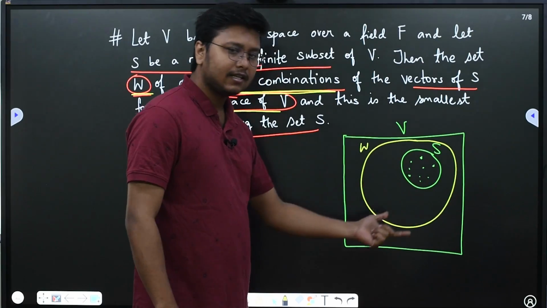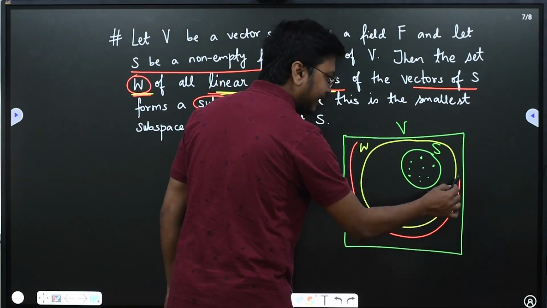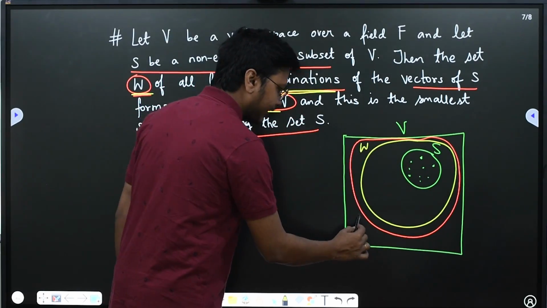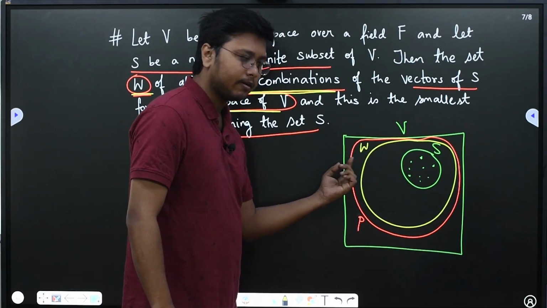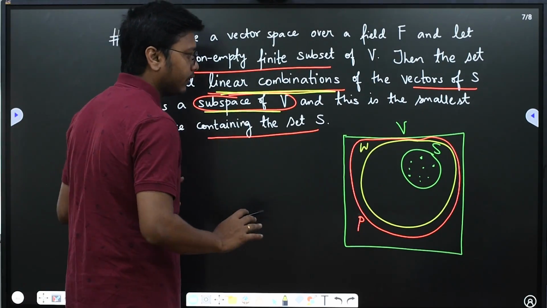So if I take any other subspace which contains the S set, then it has to become bigger than W. Okay, so if I take any other subspace containing S, it will automatically become bigger than W. It cannot be smaller than W. So these are the two things we have to prove in this theorem.